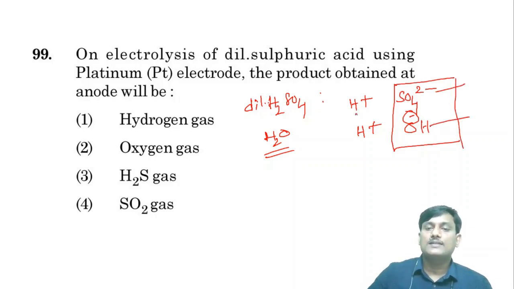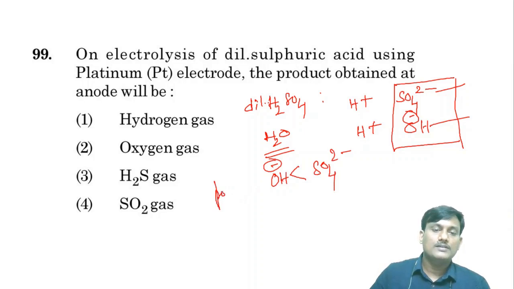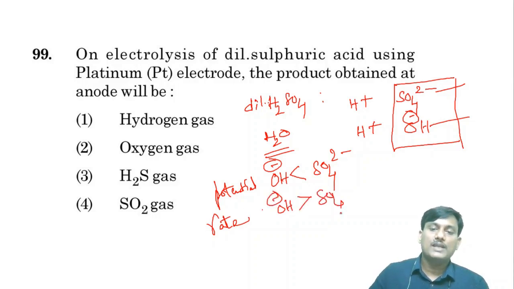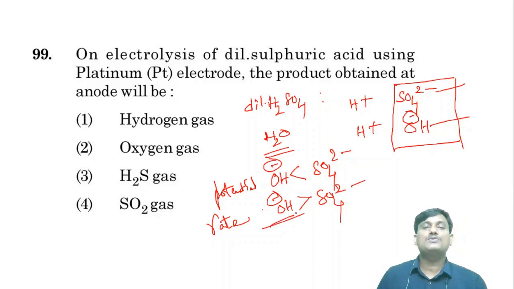Which one has less discharge potential? If you take the order of discharge potential values, OH minus has less discharge potential. So the rate or ease of discharge is greater for OH minus than SO4 2 minus. So in this case, which ions will be migrated towards and discharged at anode?